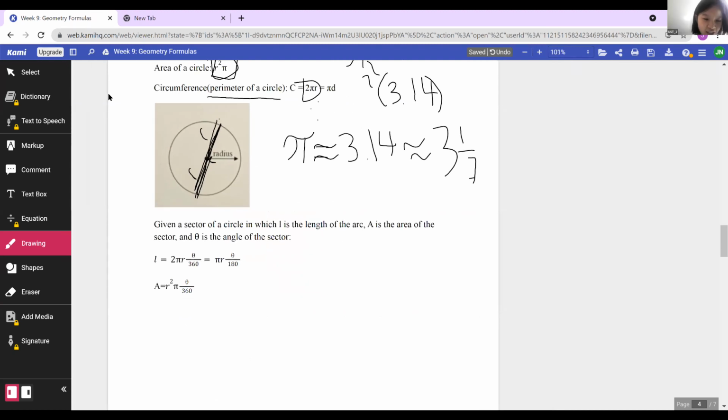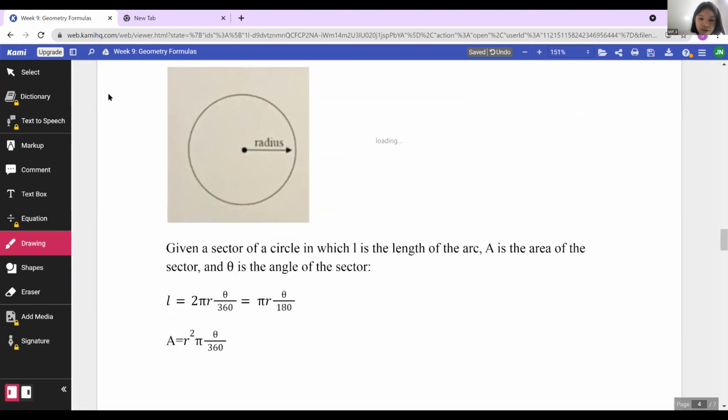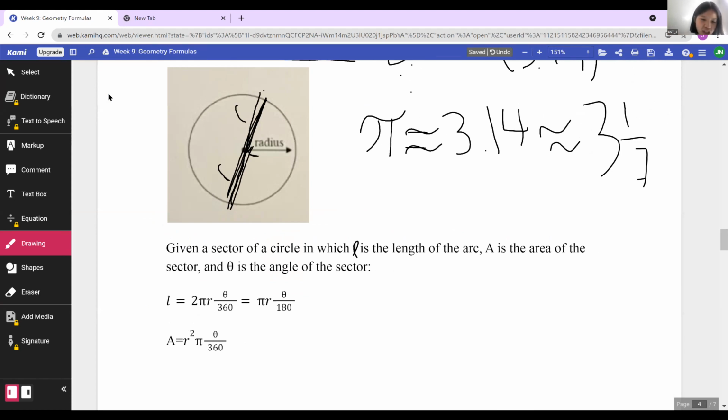Yeah, given a sector of a circle in which L is the length of the arc, A is the area of the sector, and theta is the angle of the sector, we have that L is equal to 2 pi r times theta over 360, which can be simplified to pi times r times theta over 180. And the area of the sector is r squared times pi times theta over 360.